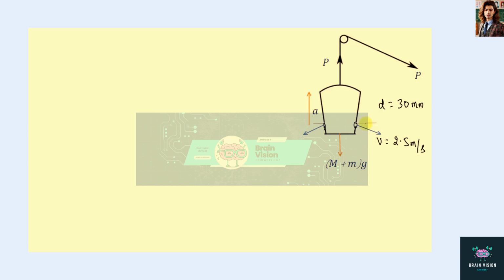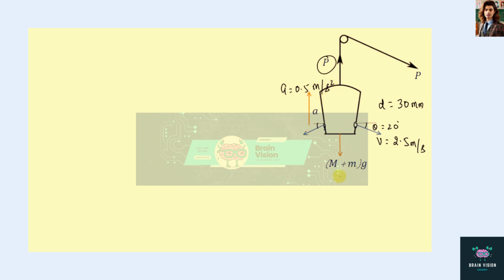Here on this problem we are given this bucket, and water is running out from these two holes. The diameter of the hole is given to be 30 millimeter, and the velocity with which the water is running out is 2.5 meter per second. This angle theta is given to be 20 degree, and we want to find the value of this force P so that we can give an upward acceleration to this bucket with the magnitude of 0.5 meter per second square.